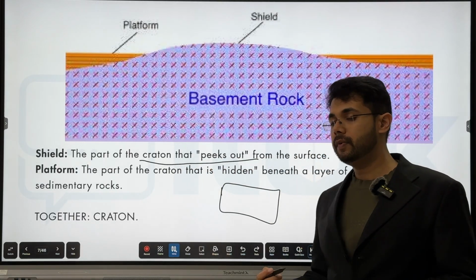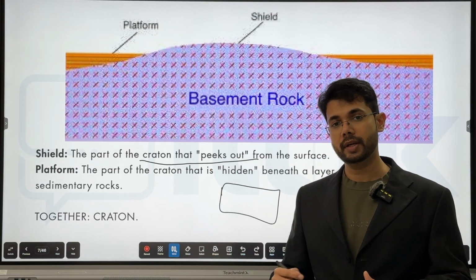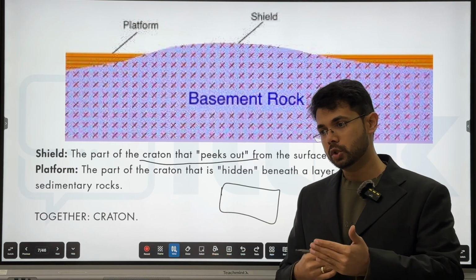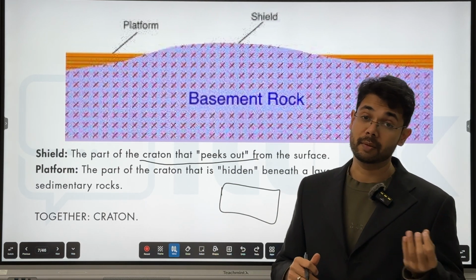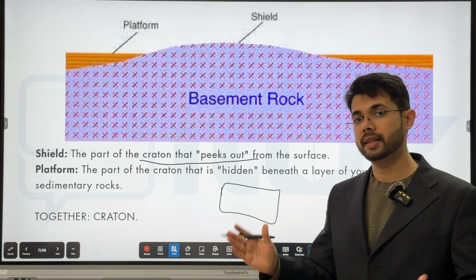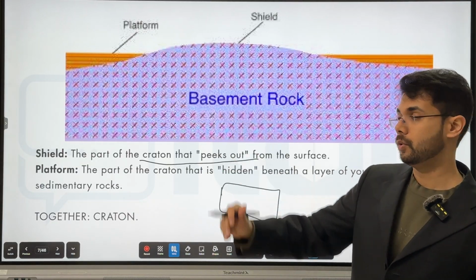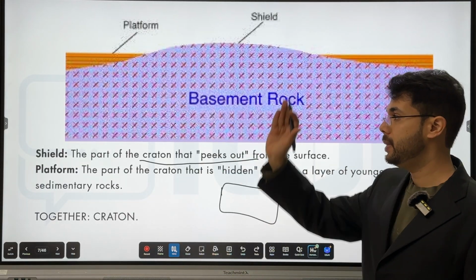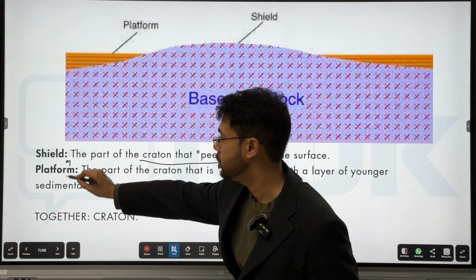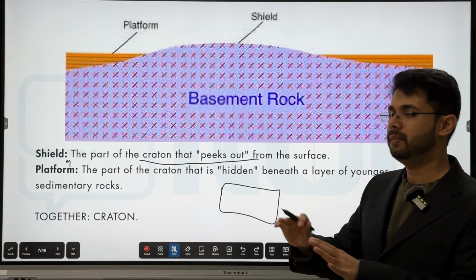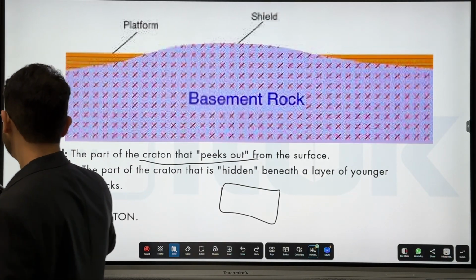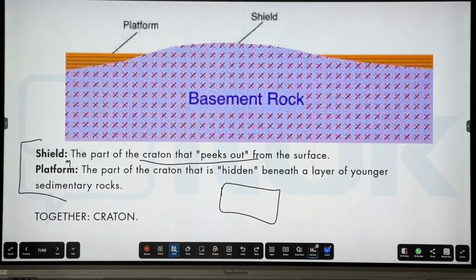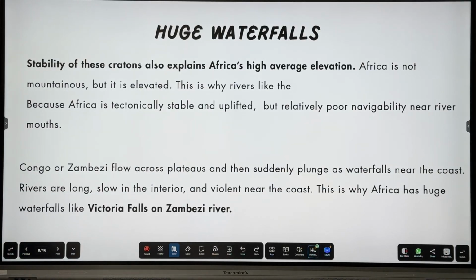Over a period of time, what happens in this layer of rock is that different soil particles and rock particles keep on forming a layer on top. Something happens, the layers are removed, and the shield peeks up. When that peeks up, the craton shows us the shield. And the platform is, of course, the part where it is embedded. Together, the shield and the platform are called the craton.